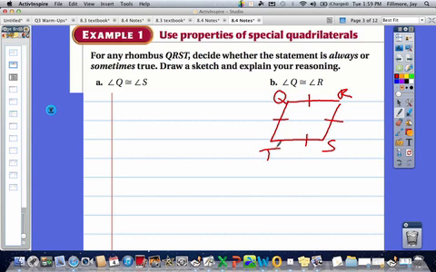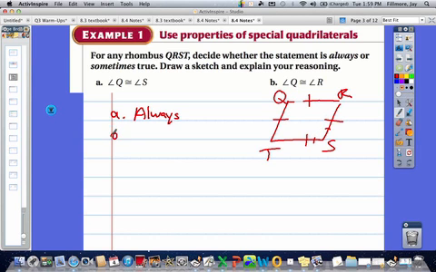So is angle Q always or sometimes congruent to angle S? Well, that's going to be always, because a rhombus is a parallelogram. And in any parallelogram, whether it's a rhombus, a rectangle, a square, or just a regular parallelogram, the opposite angles are always congruent. So that's always congruent in any parallelogram, including a rhombus.